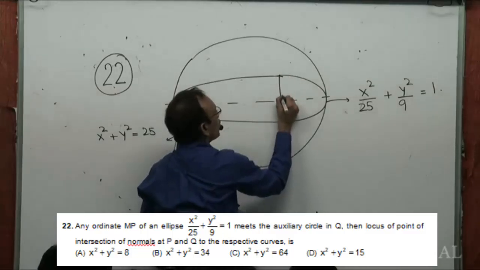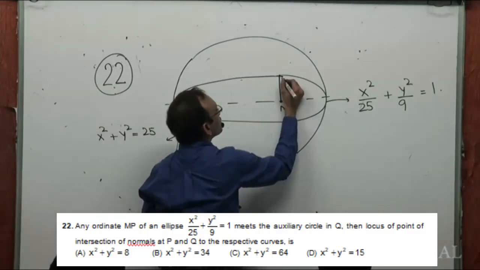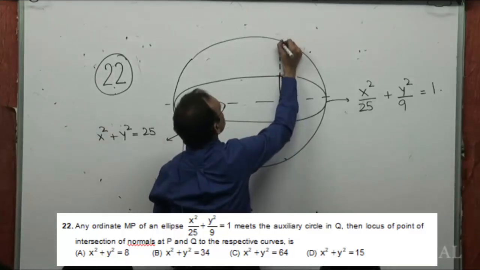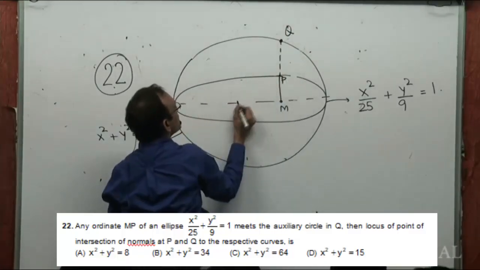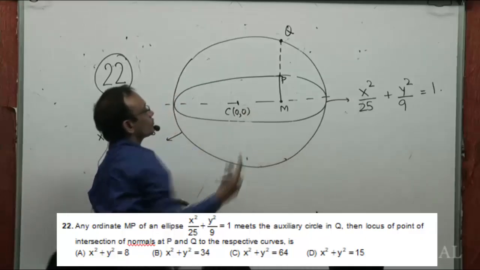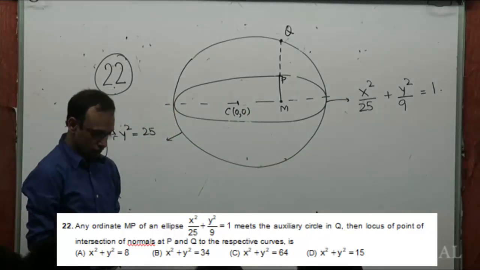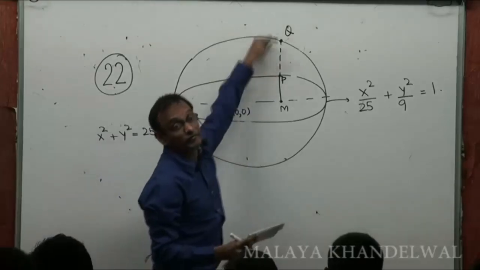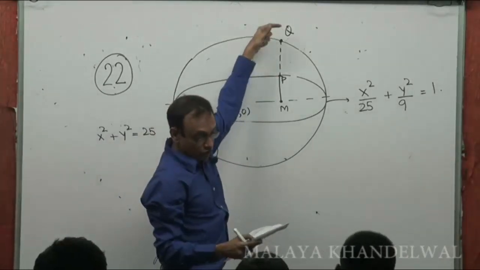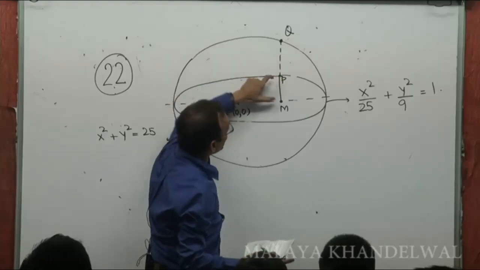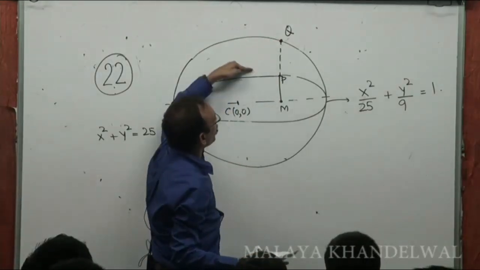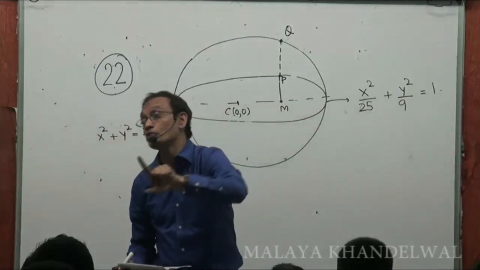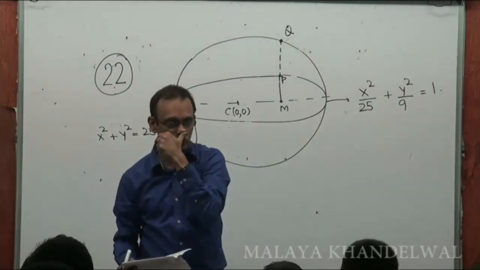Now this is a certain ordinate MP of the ellipse, and it intersects the auxiliary circle at Q. This is the center C, which is 0, 0. So for different ordinates, you'll have different Q's. Each time you draw this ordinate, you can draw a normal at Q and the normal at P. We need to find the locus of the intersections of the normals at P and Q. That is what we need to be doing.